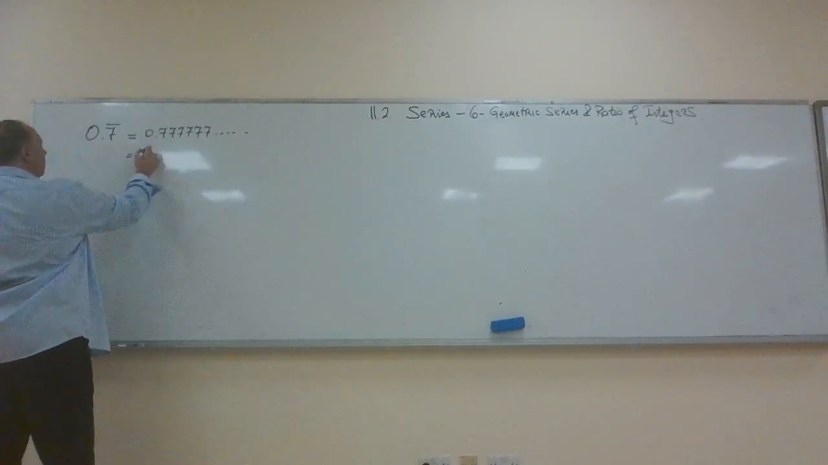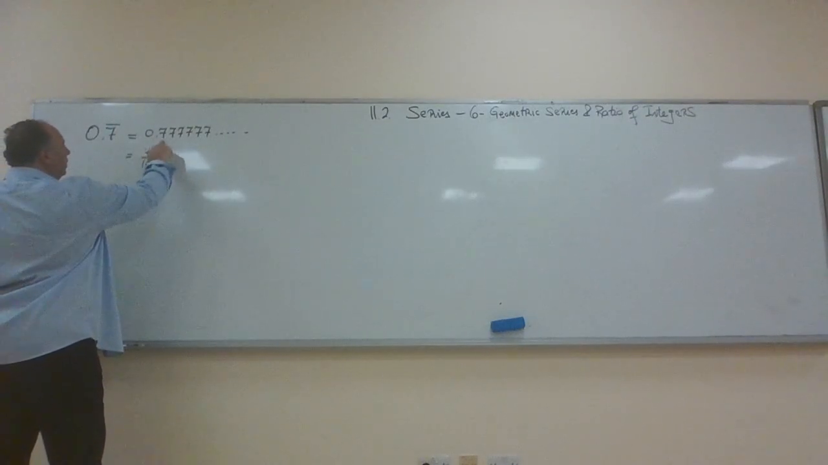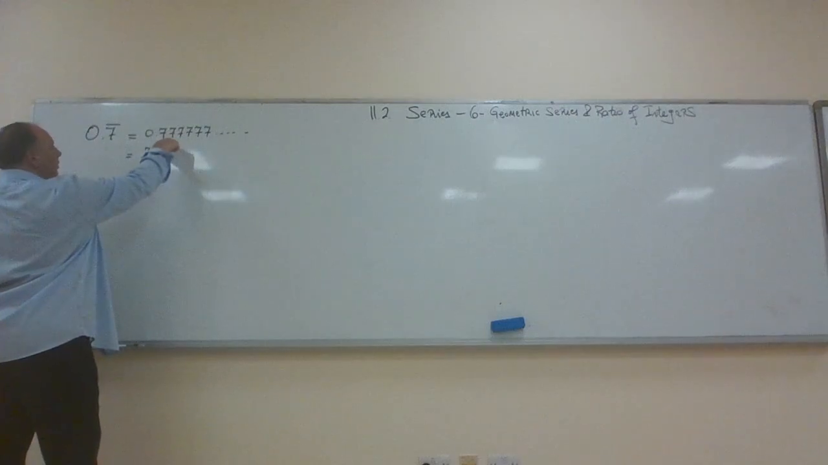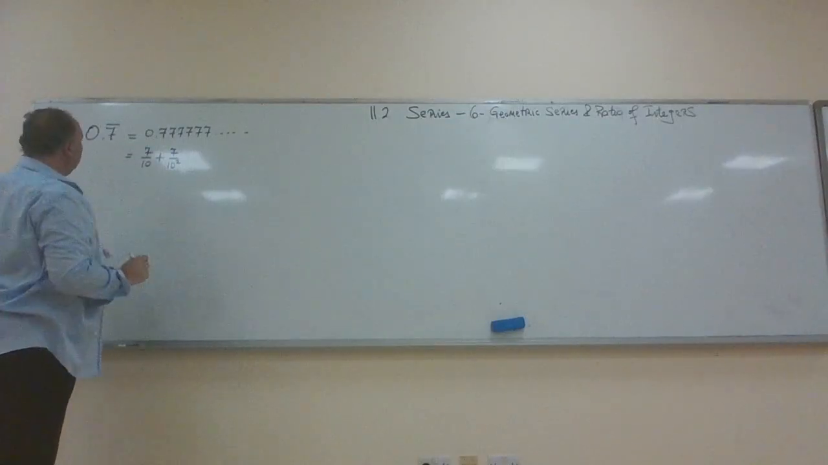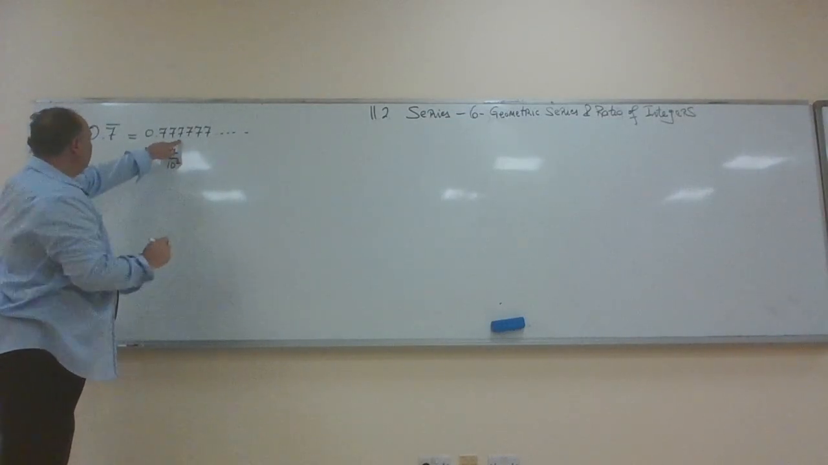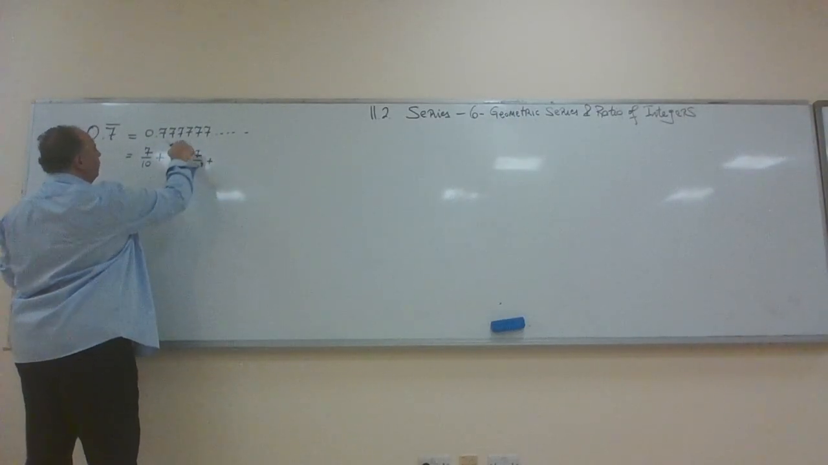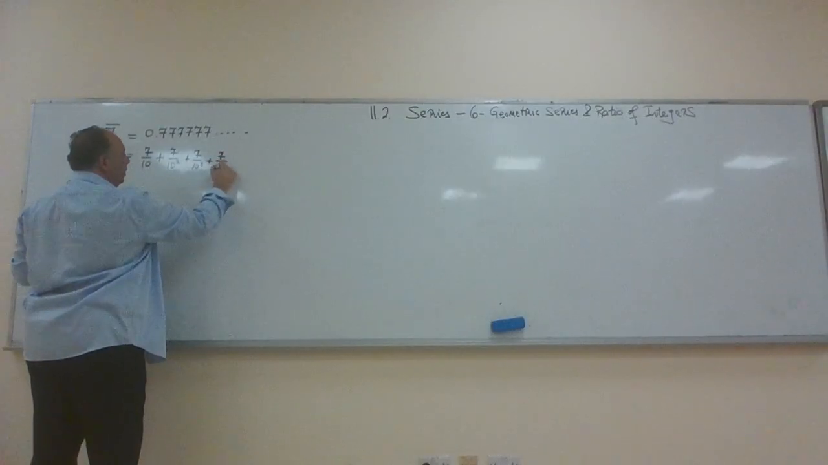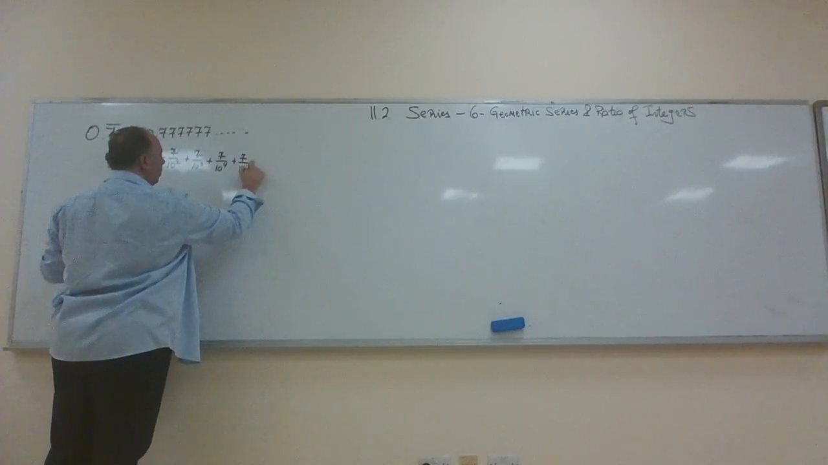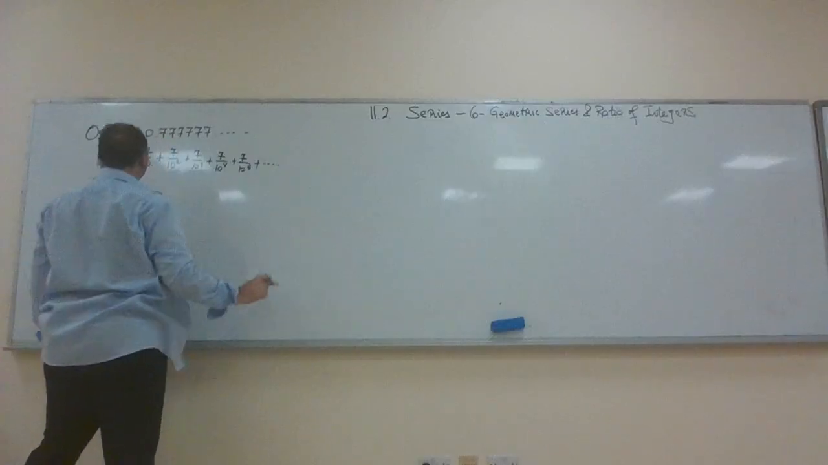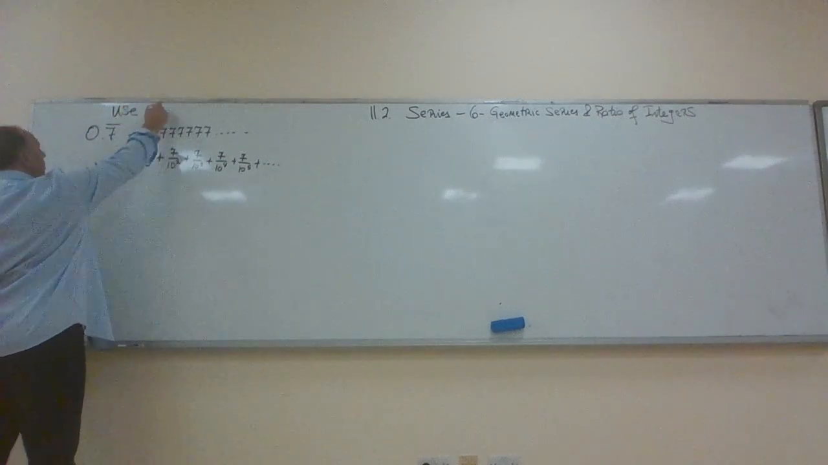0.7, that's 7 divided by 10, like this guy. Plus, this here is 7 divided by 10 to the power 2, so 10 to the power 1, 10 to the power 2. This position here, 7 over 10 to the power 3, plus fourth position, 7 divided by 10 to the power 4. Fifth position, 7 divided by 10 to the power 5. And it keeps going like that. Again, this is a geometric series. So we use geometric series.